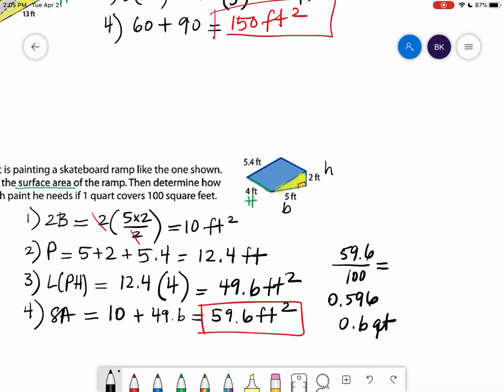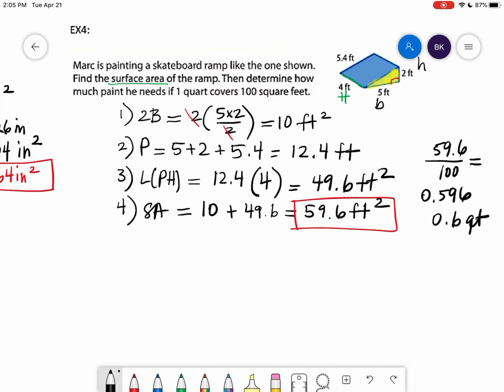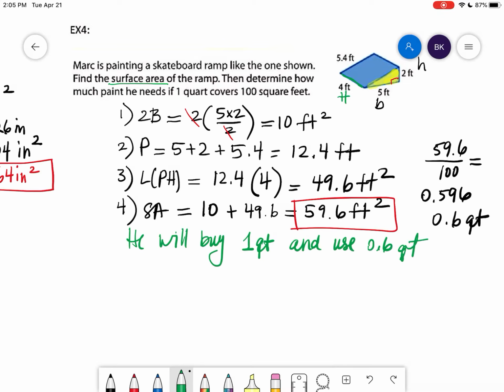So ladies and gentlemen, even though he only needs 0.6 of it, he cannot just buy that. He needs to buy the entire quart. So he will buy 1 quart and use 0.6 quarts. Okay. And that concludes our lesson for today on surface area of prisms.